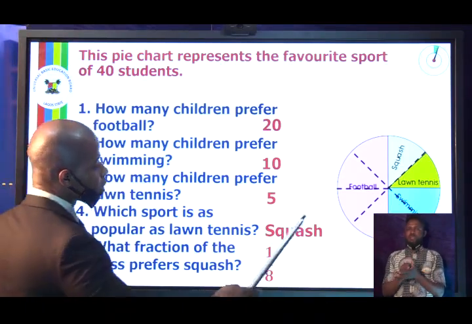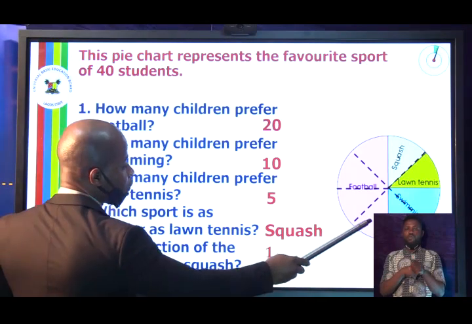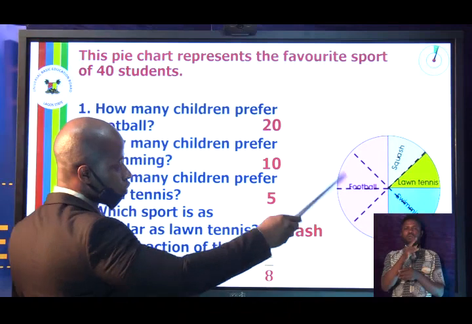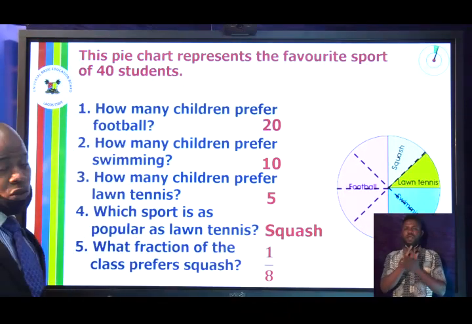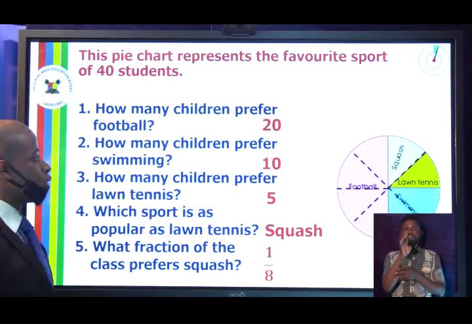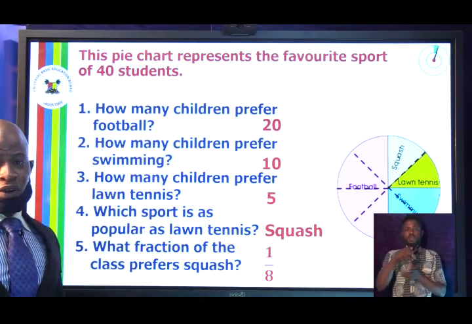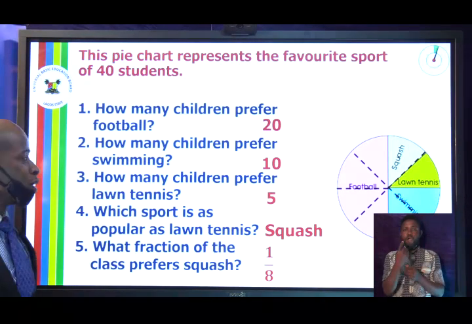How many children prefer football? Now, we see that the pie for football is 4 out of the whole 8 divisions of the circle. That is just half. So we just take half of 40, and that is 20. So 20 students prefer to play football. That's everybody's favorite sport anyway.